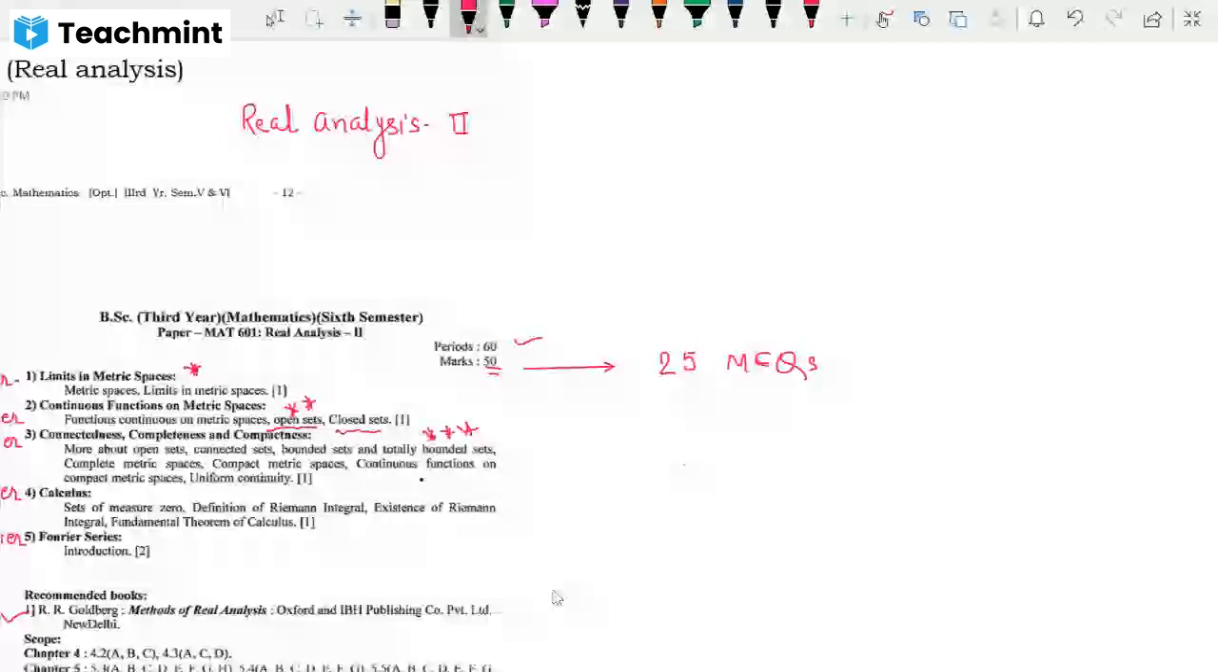If you consider the weightage in stars, for the first chapter I will give a half star. Second chapter I will give two stars, and chapter 3 I will give three stars. For chapter 4, that is calculus, which is nothing but the Riemann integral, I will give four stars, and a single star for the last chapter. So if we consider the overall syllabus, this will be the weightage.